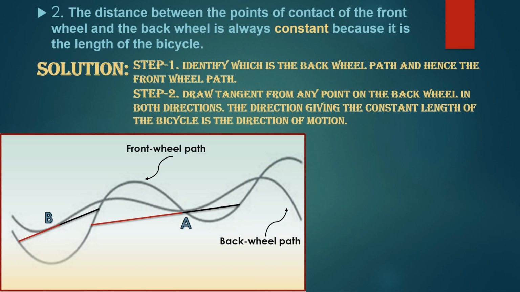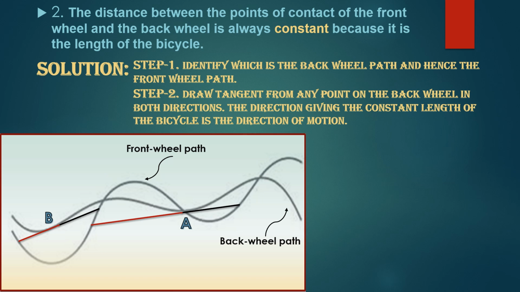Now the property 2. The distance between the points of contact of the front wheel and the back wheel is always constant because it is the length of the bicycle, which was AB in the previous case we have seen. Now, knowing these two properties, we are able to find the solution of the actual problem.